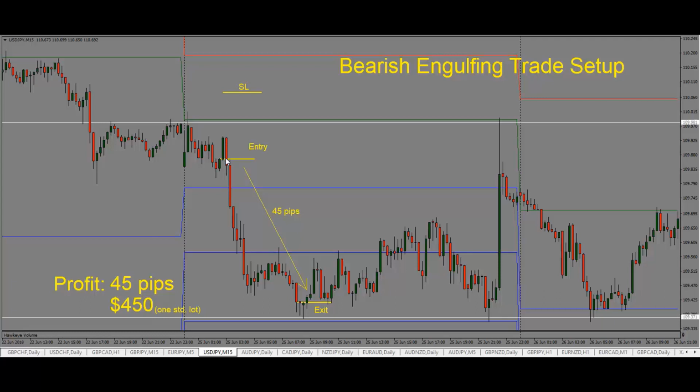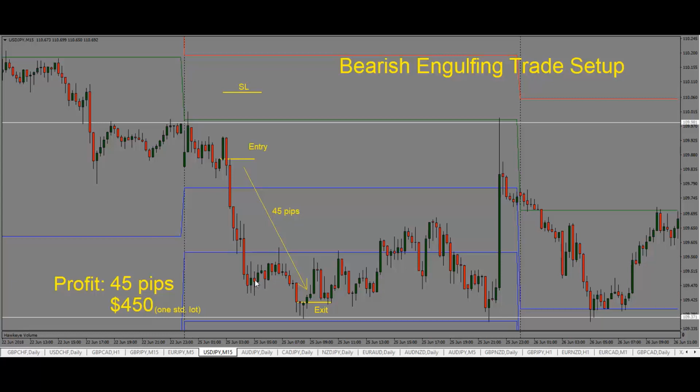Once we get this type of a trade setup, we're looking for price to move lower. So we can either enter our trade at the close of this candle or we can look for a bit of a pullback here and we are entering the trade short. Our stop would go above the previous high here and we stay with the trade as price moves lower.